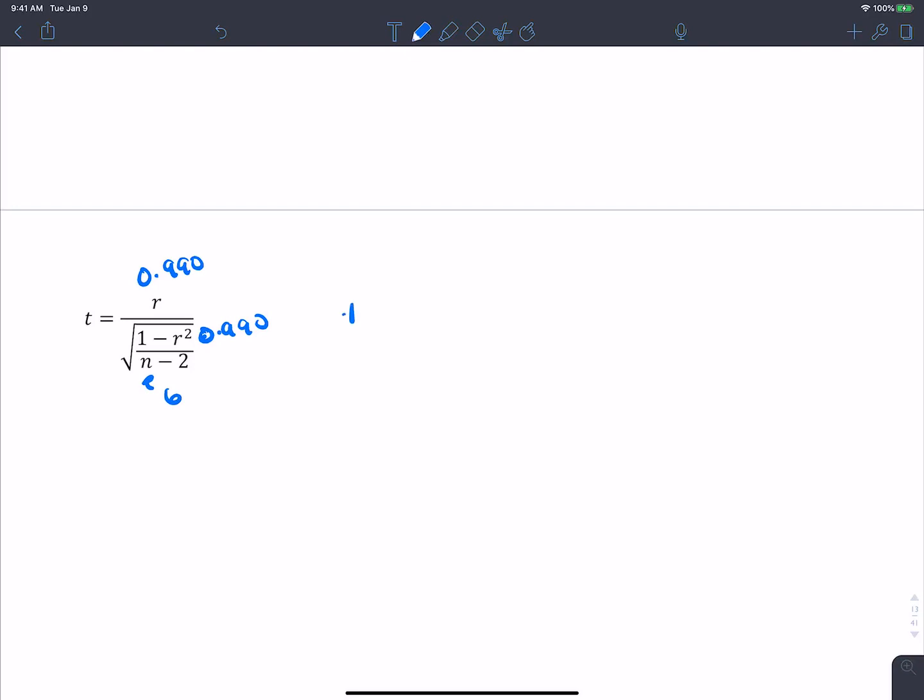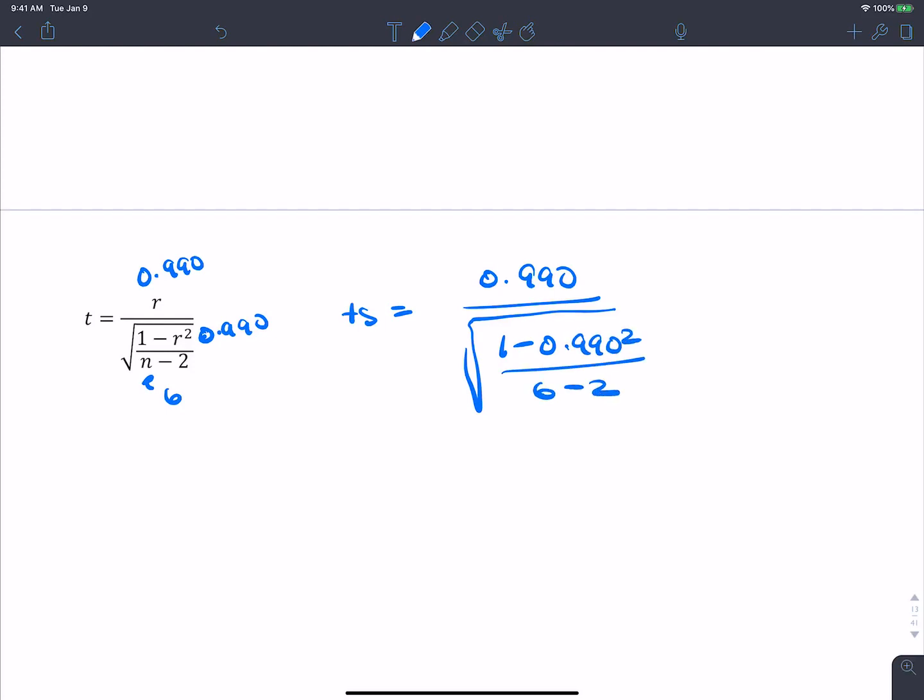So here's our test statistic. It's 0.990 over the square root of 1 minus 0.990 squared over 6 minus 2. So we have to compute the test statistic from that R value. Very bad, very wrong. We've got to really wake up. I thought I had a good night's sleep. Okay, we're going to punch this in the calculator.